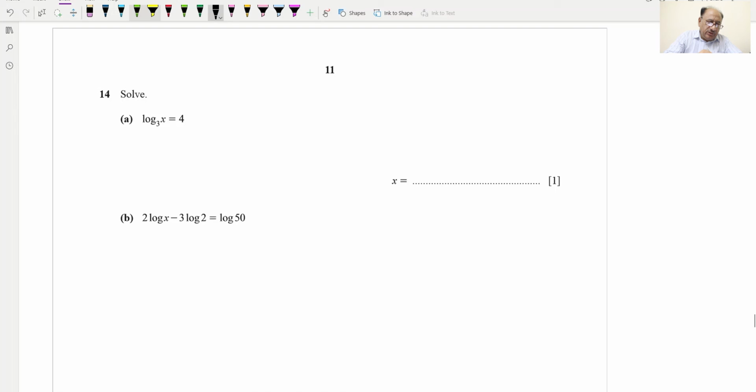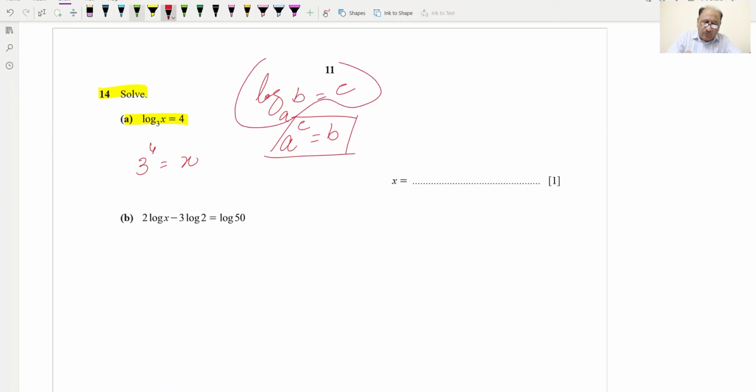Now question number 14, solve. We have to solve this logarithmic question. By rule, we can write this as 3 raised to 4 is equal to x. Whatever the base, for example, we can write a, b, and this is equal to c. If this is the situation, we can write a raised to the power c, which is equal to b. So this is in terms of power and this is in terms of log. So by rule we have written this.